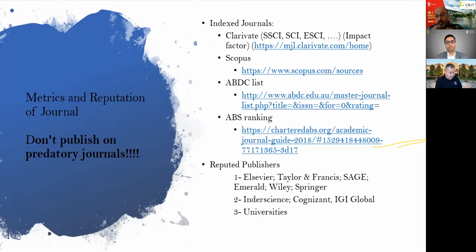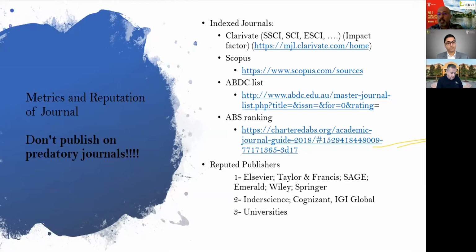But recently I read a report for ABDC. They are trying to come out with the A double star. So this A double star will be the highest ranked journals and quality based on their evaluation. But in ABS, we have 1, 2, 3, 4, and 4 star. So also we can check quality of journal based on this system. Another criterion that we can check for reputation of journal is the publisher.